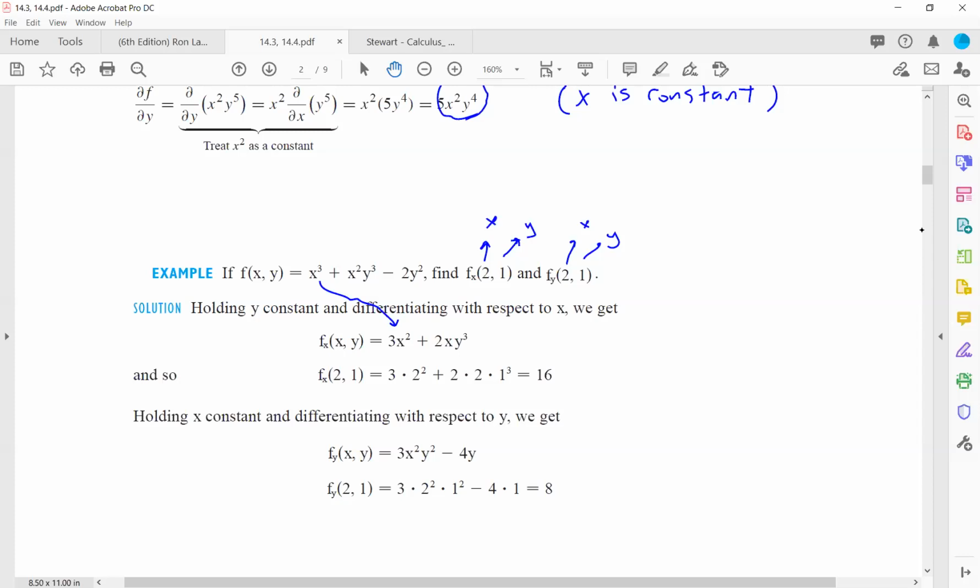The derivative of x squared y to the third: since y is just a constant, you copy down y to the third. And the derivative of x squared is 2 times x. And finally, the last term is just a constant. The derivative is going to be 0.